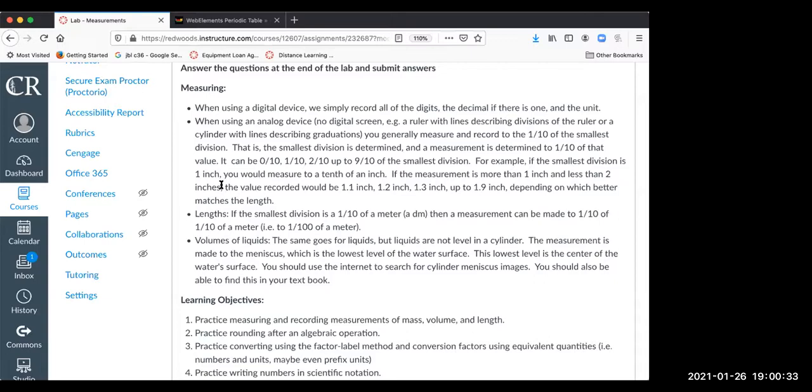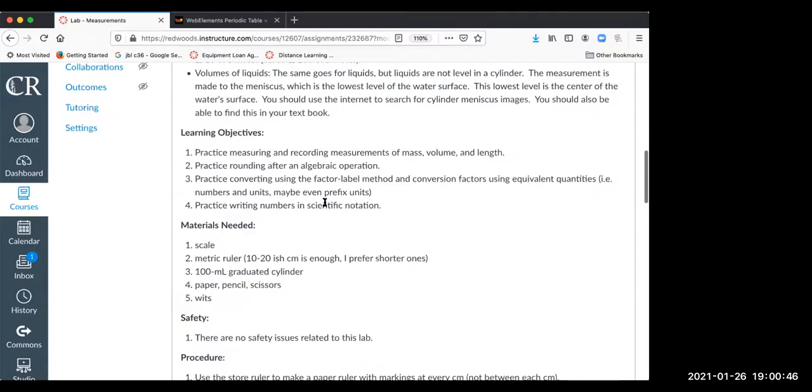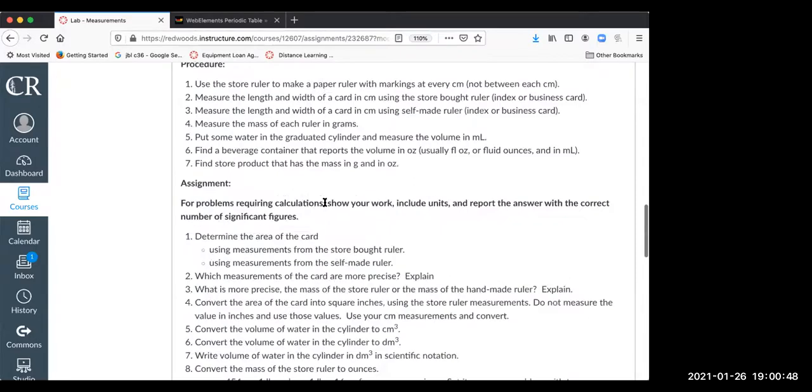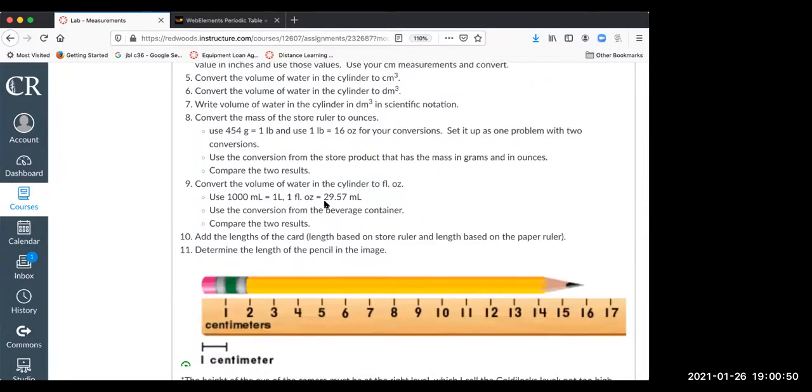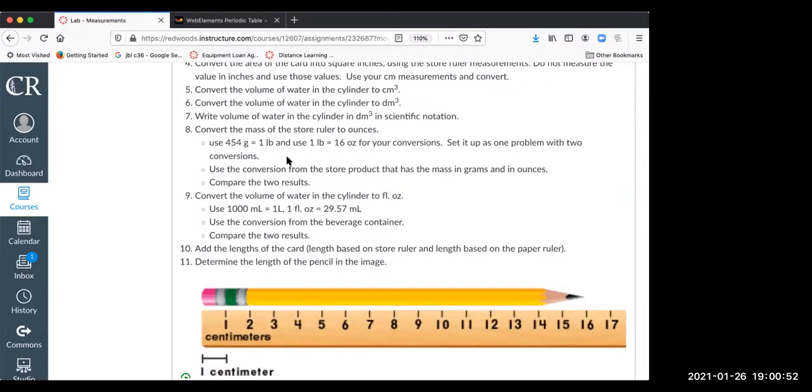Just one more on, sure, the, sorry, I'm trying to find it again. I went to a new tab. On the assignment portion in 8 and 9, it says to use the conversion from the store product or the beverage container, and then compare the two results. What exactly does that mean, and what do you want written in the book?